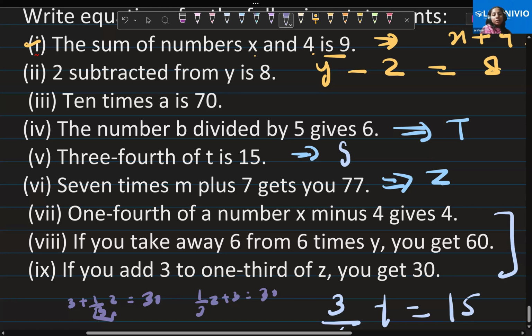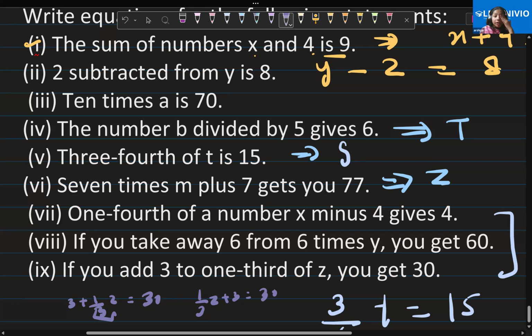Ma'am, for me, it's 6 minus 6y is equal to 60. Correct, but the same thing, write it as 6y minus 6. Because 6 is going away from 6y, right? Not the other way around. So 6y minus 6.